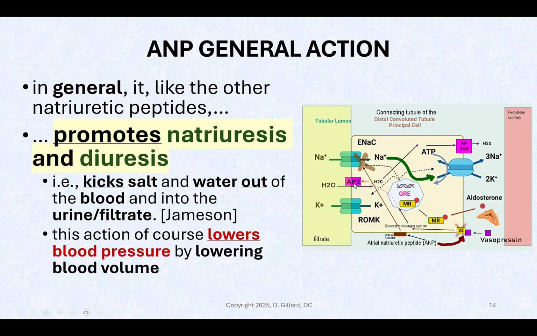And because it blocks aquaporin 2 channels here, you're going to have diuresis. And di means water in the urine, too much water in the urine. So the volume of urine is going to be too much, and it's probably going to be too salty as well. So in layman's terms, it kicks salt and water out of the blood, or it prevents it from coming back in. And this action, if we don't pull salt and water into the blood, because the glomerular capillaries are sucking salt and water out naturally, the volume of blood fluid is going to decrease, and therefore the pressure is going to decrease as well.